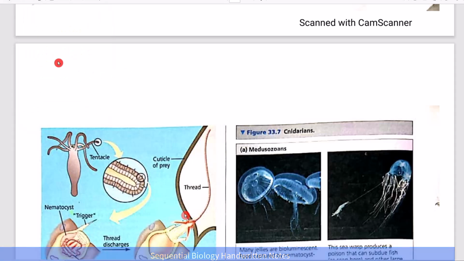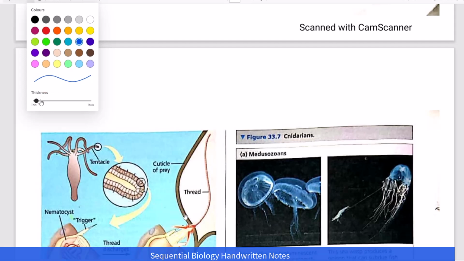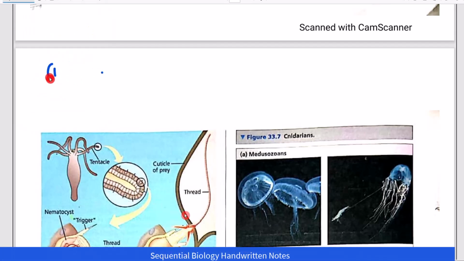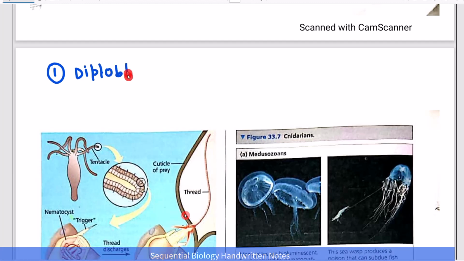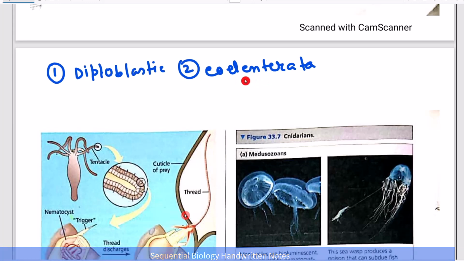Phylum Cnidaria has a few common features with phylum Porifera. They are diploblastic like phylum Porifera, and they also have a single cavity in their body, which is known as the coelenteron. For this reason, they are also called Coelenterata. In phylum Porifera, we have seen that there is a central cavity in their body, which was known as the spongocoel. But in phylum Cnidaria, the central cavity is known as the coelenteron or gastrovascular cavity.